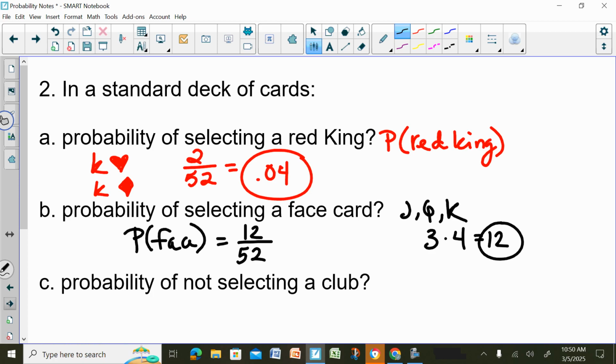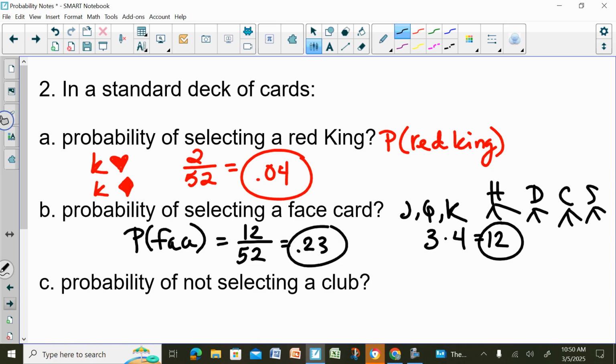You could also just list them out. You could say, well, the 4 and list them all out. You could also say hearts, diamonds, clubs, and spades, and then go through them this way if you really needed to. But lots of different ways to count up that there are 12. 12 divided by 52 is 0.23 probability, a little bit greater, almost 1/4. 1/4 would be like a multiple choice test. It's not really that great. It's a little less likely, not equally likely, closer to 0, but not as close as like a red king.